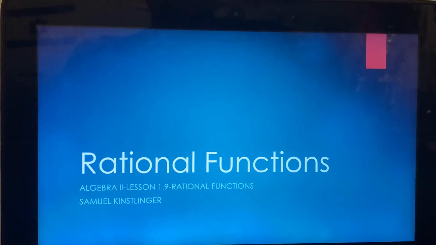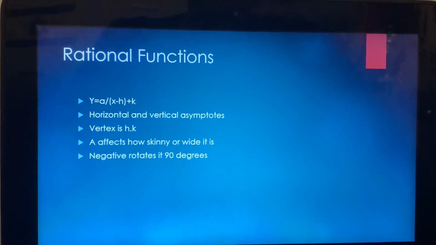Today, on the subject of Algebra 2, we will be talking about Lesson 1.9, Rational Functions. Now, rational functions, the equation is y equals a over x minus h plus k. We'll talk about function investigation later, but for now, know that this has horizontal and vertical asymptotes. The vertex, of course, at h comma k, and a affects how skinny or wide it is.